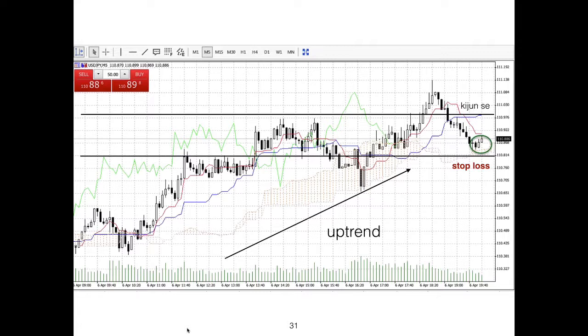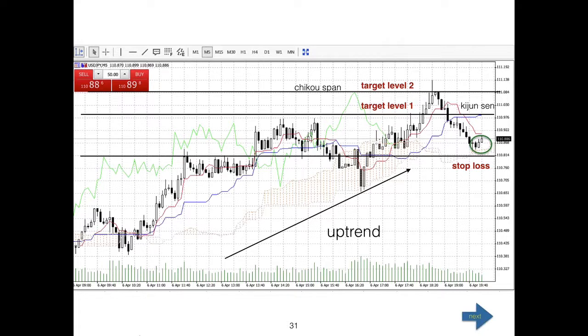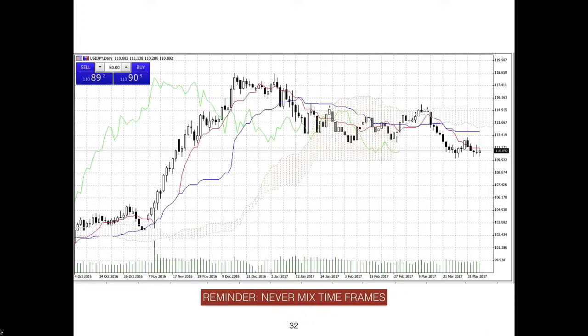So this should be your resistance levels. And this is your target level 2. So never mix your time frames.